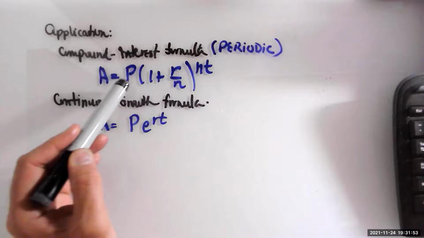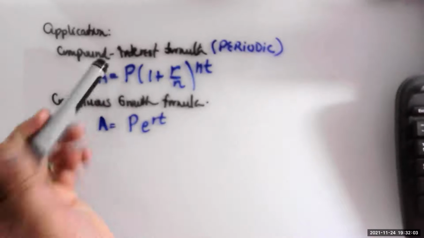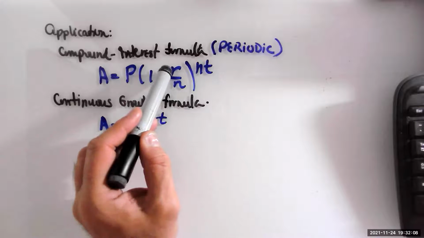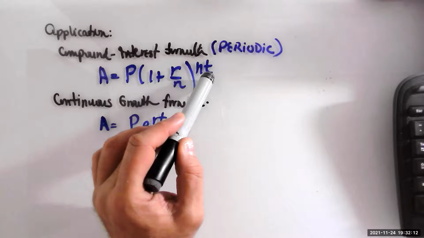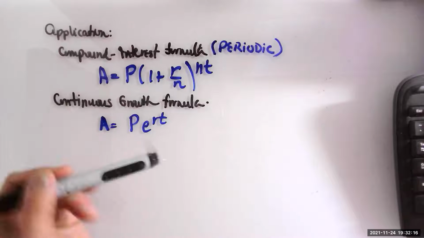If we recall, P stands for present value, the principal. A stands for the amount in the account, or the future value. 1 plus r is the annual rate, always in decimal. t is time in years, and n is the number of periods in 1 year. So that's the periodic.